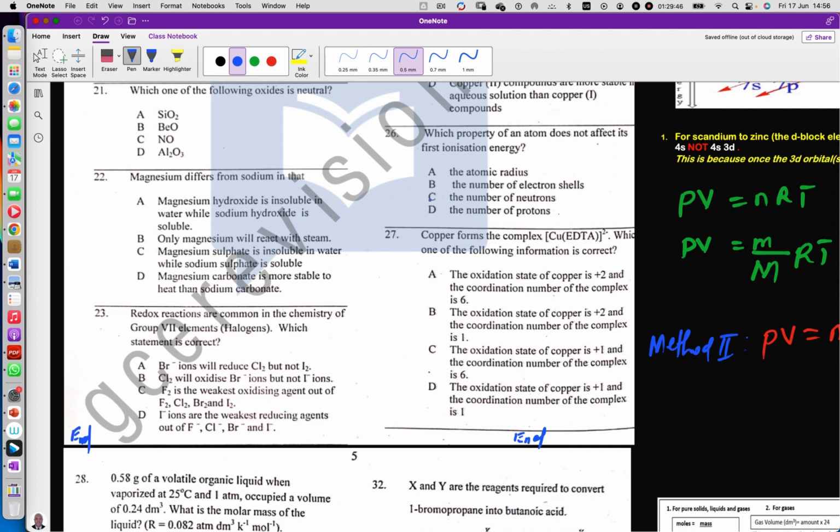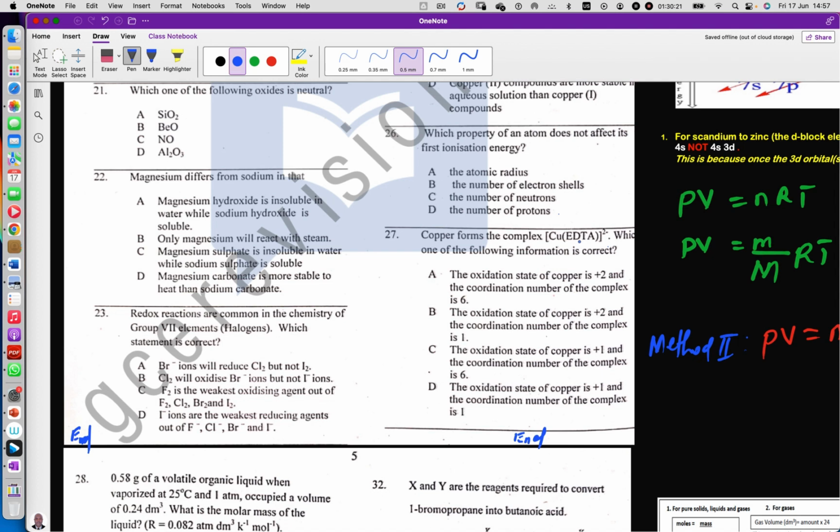Question number 27. Copper forms the complex CuEDTA 2-. Which one is correct? The oxidation number of copper 2 is 2. EDTA is ethylene diamine tetraacetic acid.